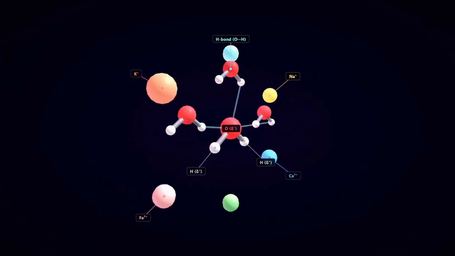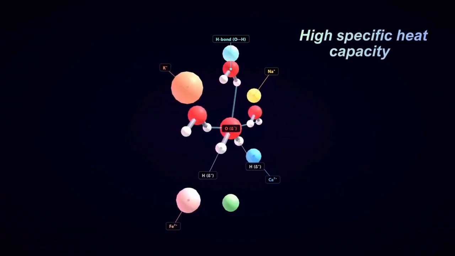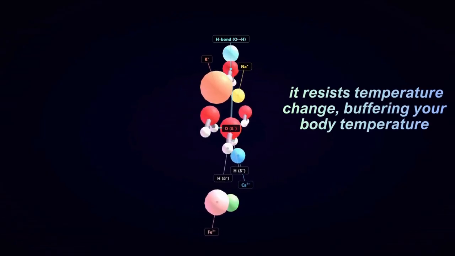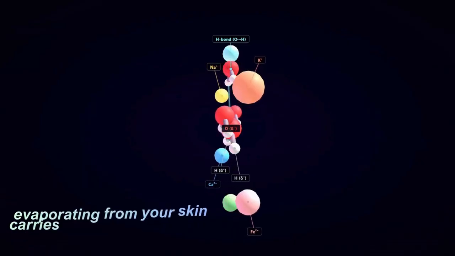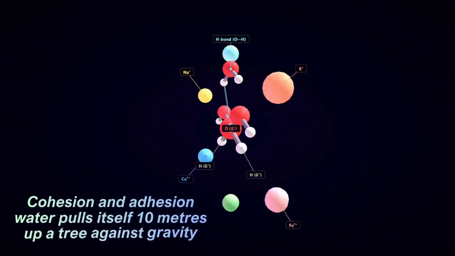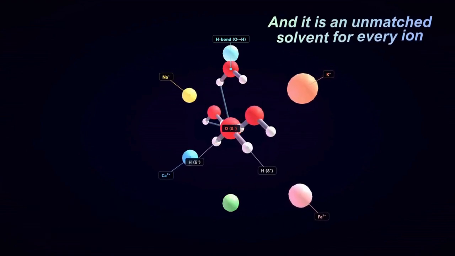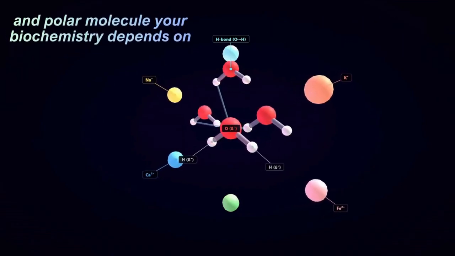Those hydrogen bonds give water remarkable properties. High specific heat capacity. It resists temperature change, buffering your body temperature. High latent heat of vaporization. Evaporating from your skin carries enormous heat away. Cohesion and adhesion. Water pulls itself 10 meters up a tree against gravity, and it is an unmatched solvent for every ion and polar molecule your biochemistry depends on.